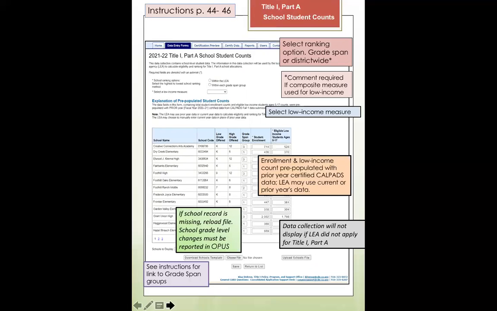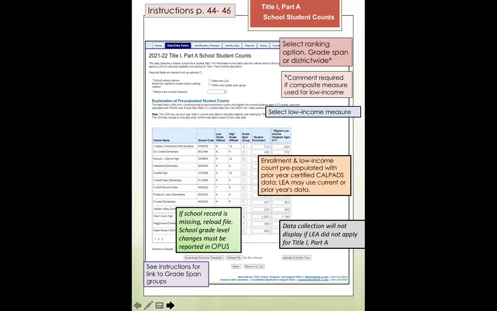This is for your Title I ranking, and first of all, you're going to identify your ranking options. So up at the top of the page, you're going to have to check how you want to have your schools ranked. Do you want to do them district-wide? And that says within LEA, that means district-wide. Okay, so you're going to check that if you want them just to put all your schools in order. If you want them to put them by grade span, then there's a place to check for that. Whatever you check here is going to pop up on a subsequent page. So decide how you want to rank your schools.